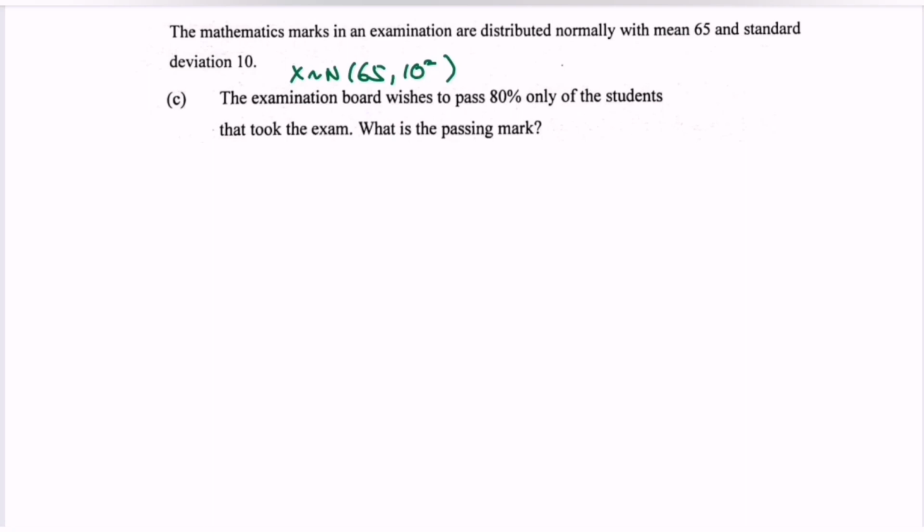C. The examination board wishes to pass only 80% of the students that took the exam. What is the passing mark? So in order to pass, let's say X must be greater than or equal to a certain value, a mark. Then the probability is 0.8. So at first, standardize the situation.